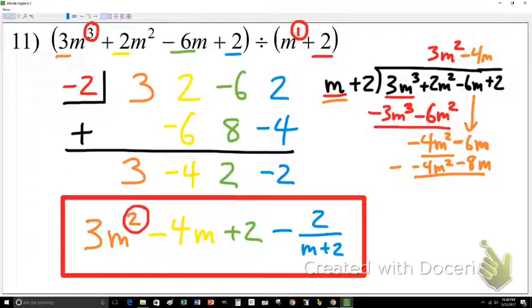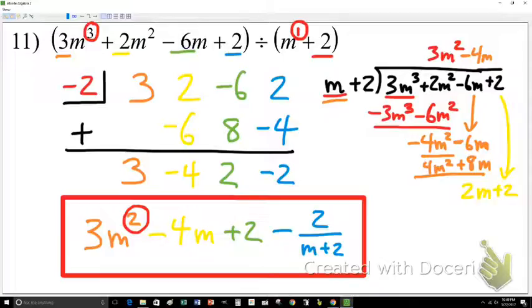If I distribute the negative that's out front there, that'll change the sign of everything there. Okay. So now I can just add instead of subtracting. So I have negative 4m squared plus 4m squared, that's 0. Negative 6m plus 8m would be 2m. So I have 2m there. I bring down my next term, which is plus 2.